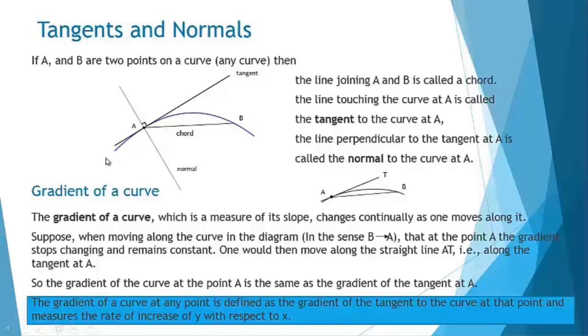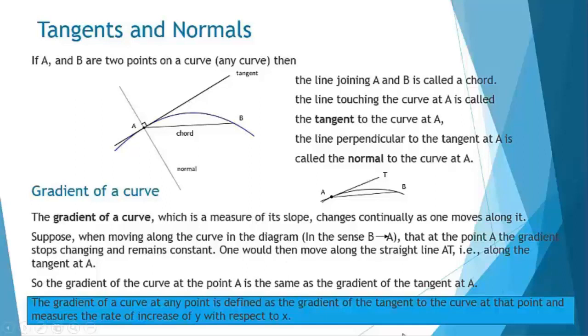So if you look at this diagram, the line AB is the chord of the curve. And the line which goes through A, which is over here, is called the tangent, and the line which is perpendicular to the tangent is called the normal.